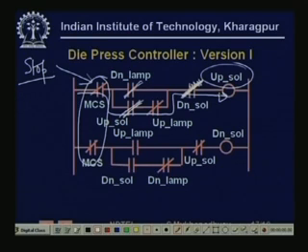Note that as it moves, immediately when the up solenoid is on, the press will start going up, and when it goes up, the down limit switch and the down lamp will open. So even if this opens, the up solenoid will be on and it will keep going up. Now the point is that it must stop somewhere. So when it reaches the uppermost position, at that time the up lamp will glow. When this glows, this will become open. So then the up solenoid will become zero.